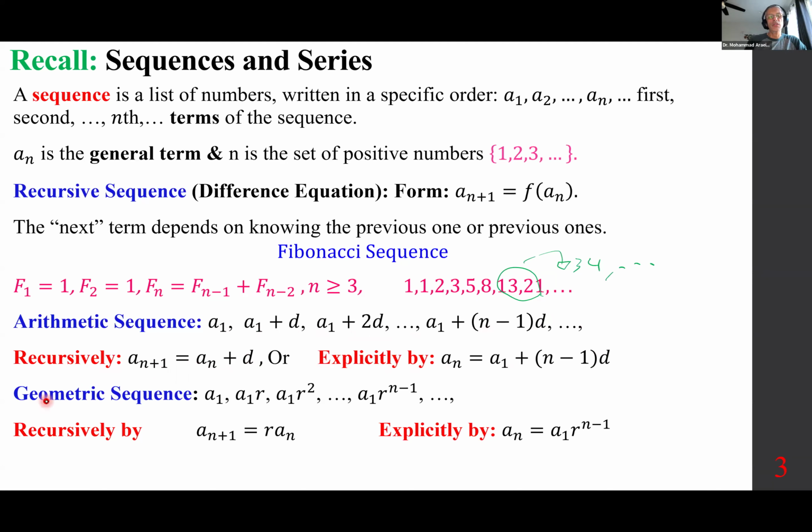If you're dealing with the geometric sequence, a sub 1, a sub 1 r, all the way to a sub 1 r to the power n minus 1. And the recursive format would be a sub n plus 1 is r times a sub n. In other words, if you want a term, pick a previous one multiplied by r, known as a common ratio. Explicitly, a sub n equals a sub 1 r to the power of n minus 1.